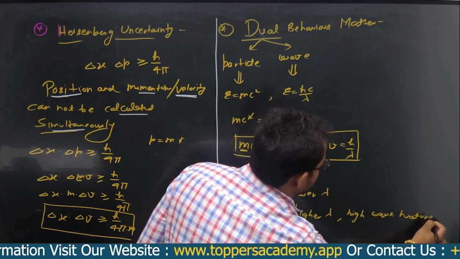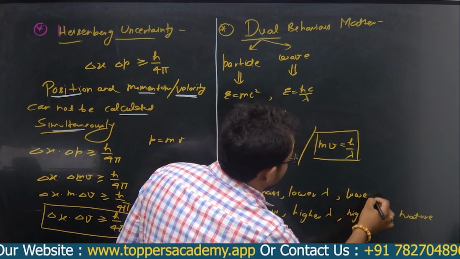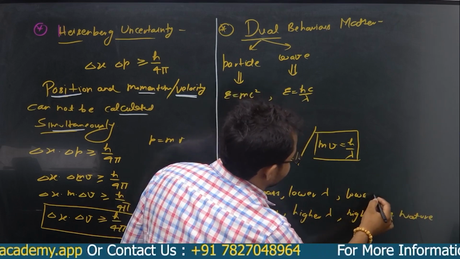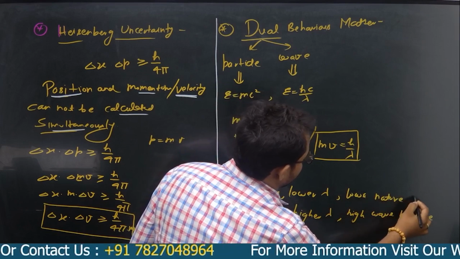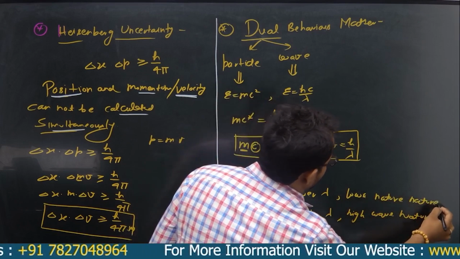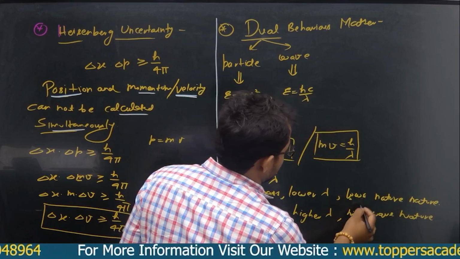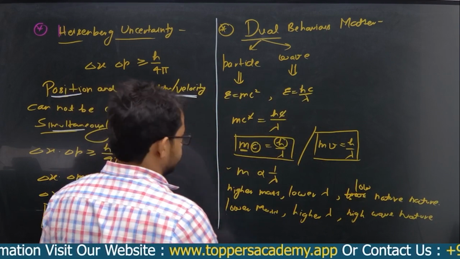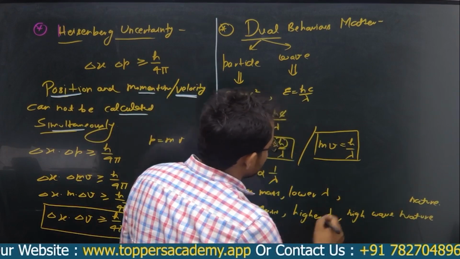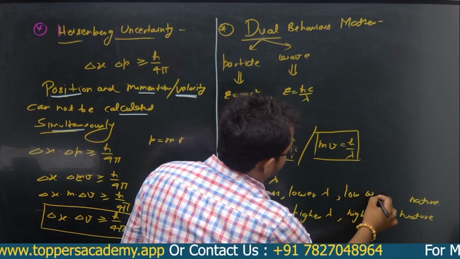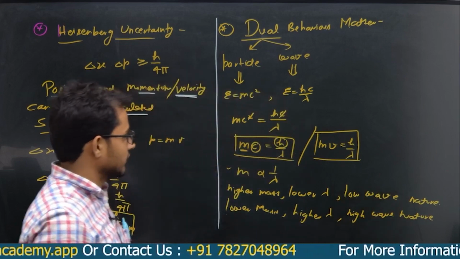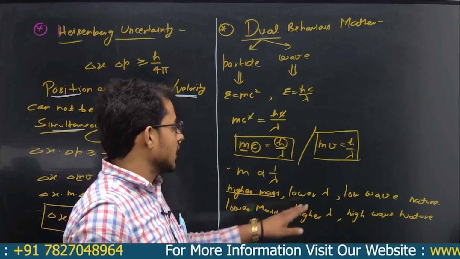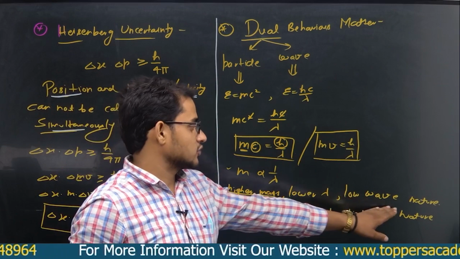So here low wave nature will be observed, and here it is high wave nature. So if an object has higher mass, it will have lower lambda, so obviously it will show low wave nature.